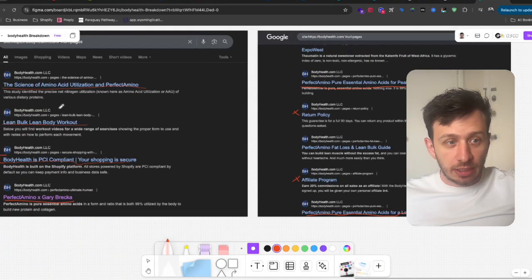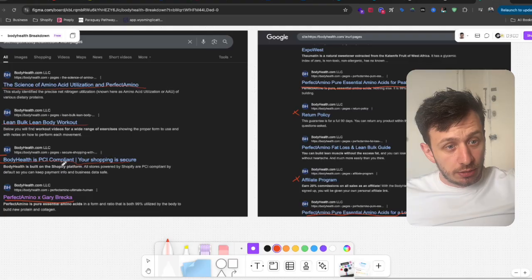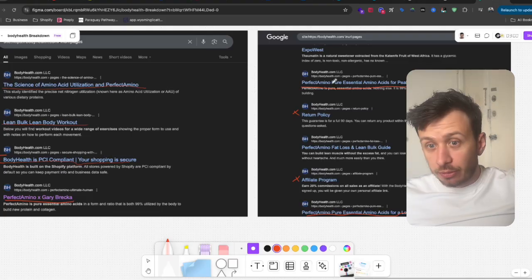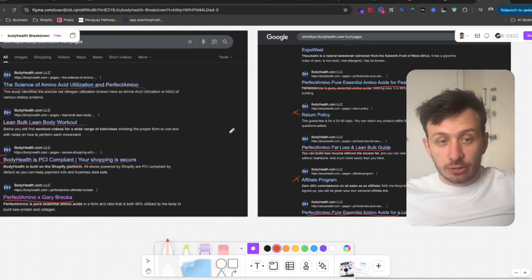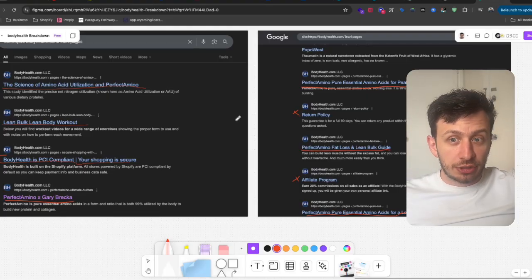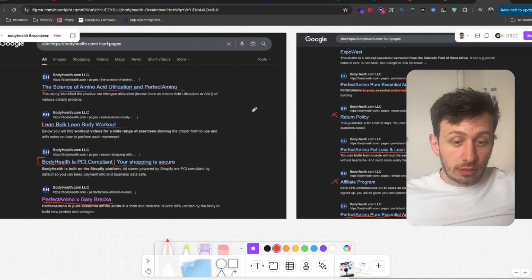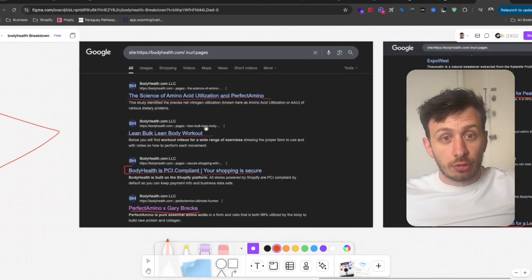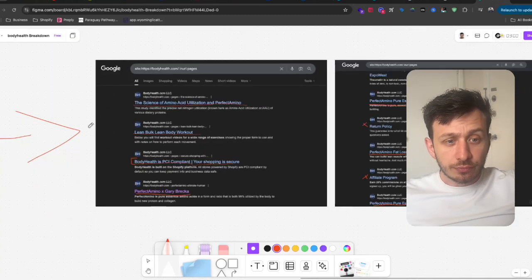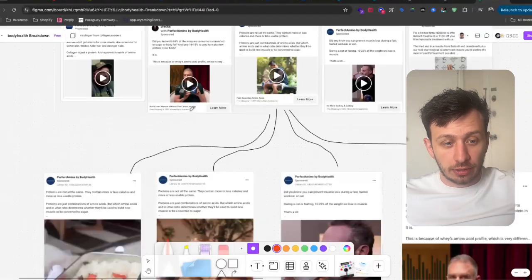So essentially you can see that they have 4, 5, 6, and 7. Just in this first page, they have 7 different landing pages that they're testing. So this brand is testing a lot of stuff all the time. I would not be surprised if tomorrow it's going to be completely different. So essentially, let's dive into the landing pages.